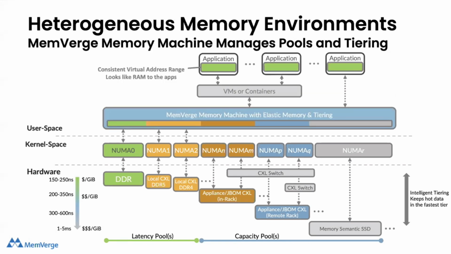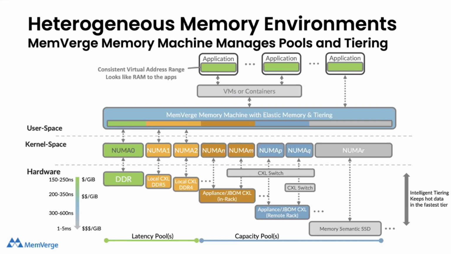So thankfully, we have a solution. This is a bit of a teaser into what I'll be talking about later, right? But the MemVerge Memory Machine, as we call it, has different features, functionalities, data services. So with our elastic memory data service and our tiering data service, we can abstract all of these hardware intricacies away from the application and effectively just give the application what it thinks is memory.